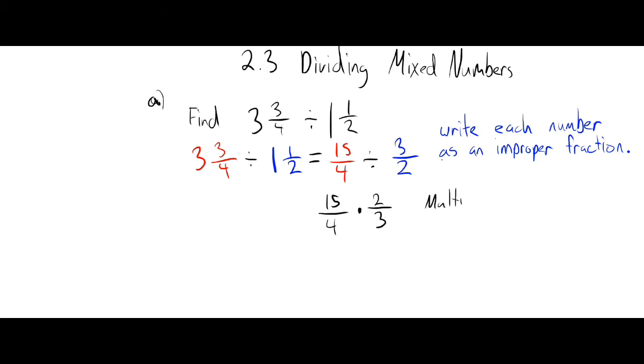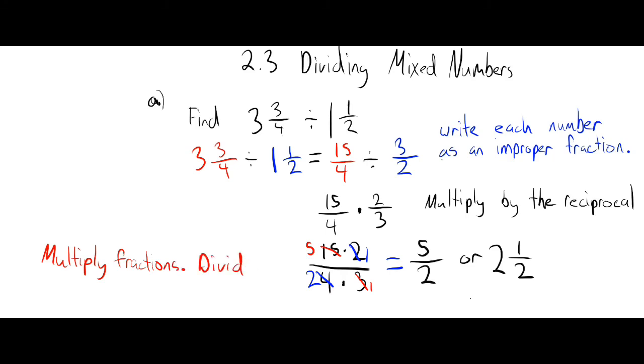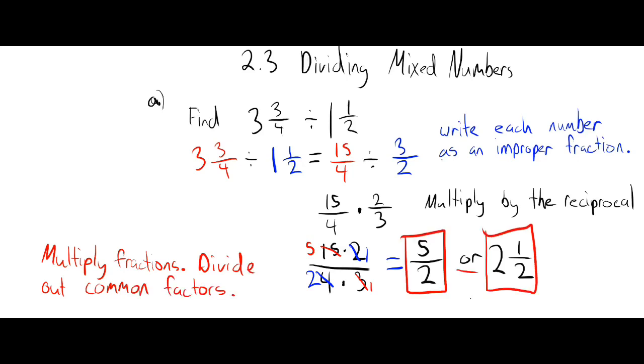Then we multiply by the reciprocal. So we switch the division sign to a multiplication sign, and we flip the second fraction. And so we get 15 times 2 and 4 times 3. This time I decided to do some simplifying before I multiplied. They were really obvious to me. So 5 times 1 and 2 times 1, you get 5/2, which can be converted to 2 1/2. So once we write the fraction as improper, we multiply by the reciprocal. Then we just multiply the fractions by numerator times numerator, denominator times denominator.